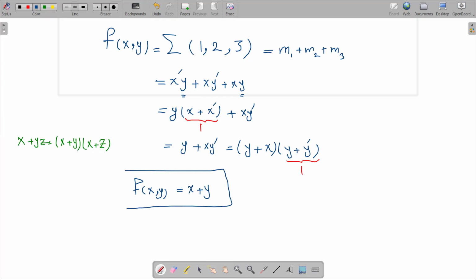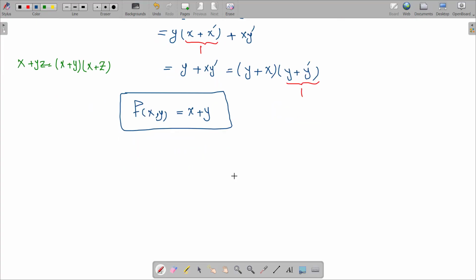Okay, so I could simplify the function using the theorems and postulates. Now you can see that this is time consuming and difficult. I want to show you how, using the Karnaugh map, I can do it easily. Look here. Because we have two variables, we draw the Karnaugh map directly, in this form: x, x', y, y'. These are the minterms 0, 1, 2, 3.